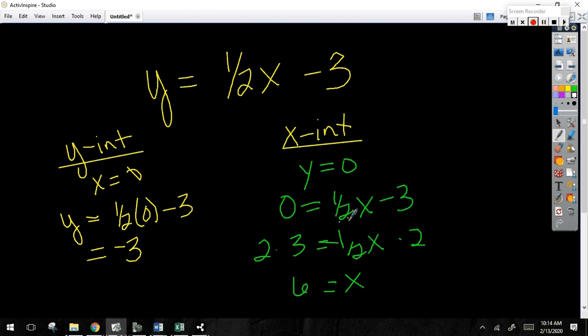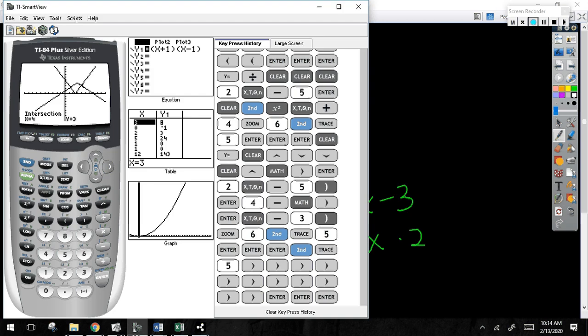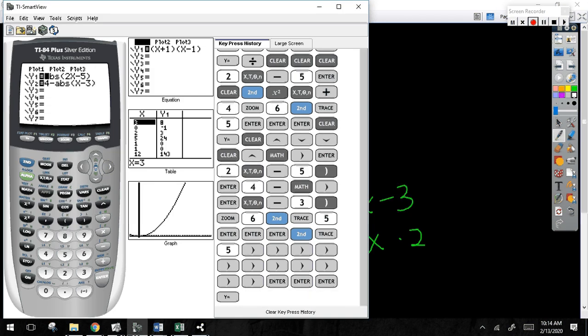All right, here's what I want you to do. Take out your calculator and graph the line y equals 1/2 x minus 3. If you put a fraction in, you probably need parentheses. 1/2 x minus 3. Hit menu. It goes straight across.